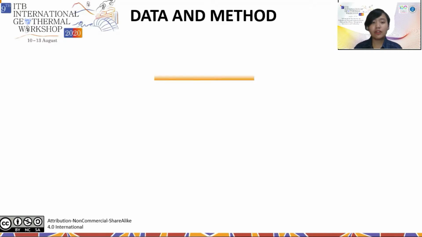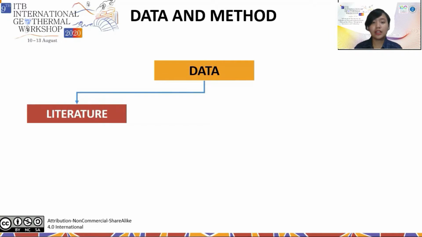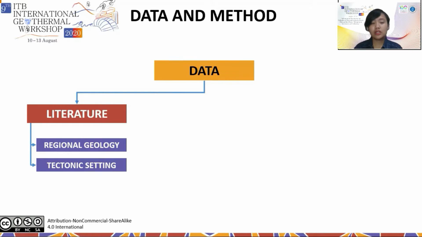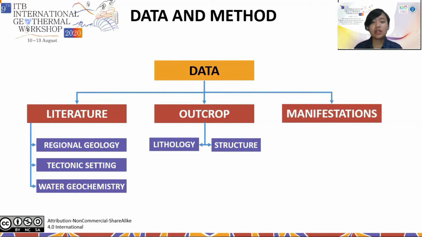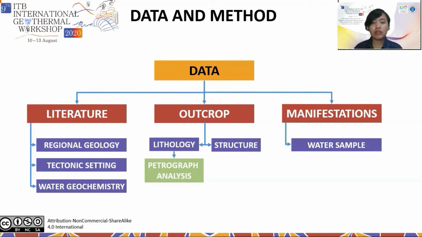Data that we use are from literature and field data. Literature data consists of regional geology, tectonic setting, and water geochemistry, and field data consists of outcrop including lithology and structure, and geochemistry of manifestations. Petrography analysis is also conducted to confirm the lithology, while geochemistry of manifestation is collected from acid cold spring sample.